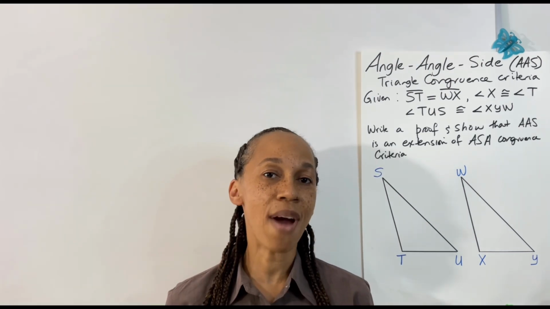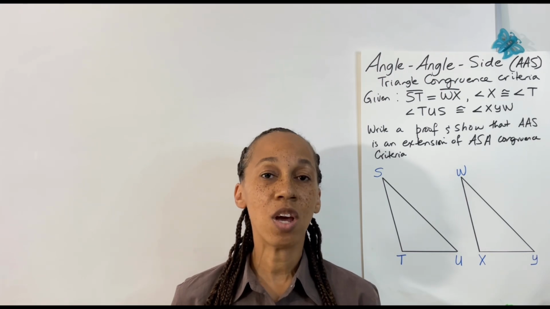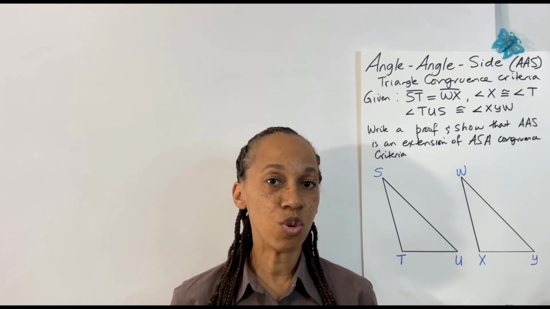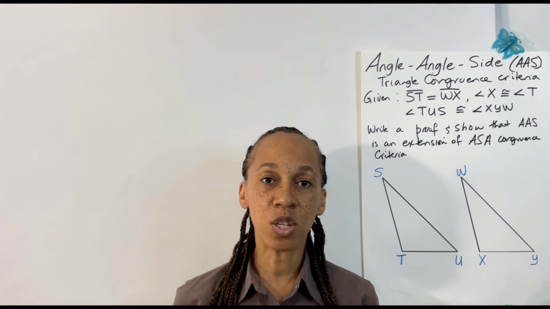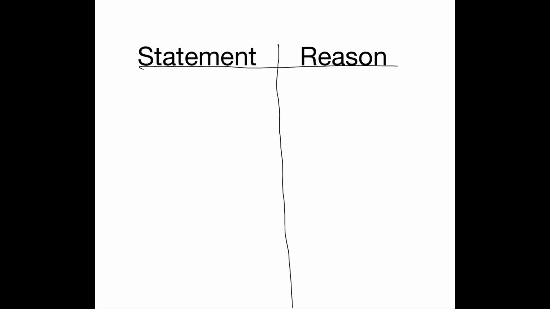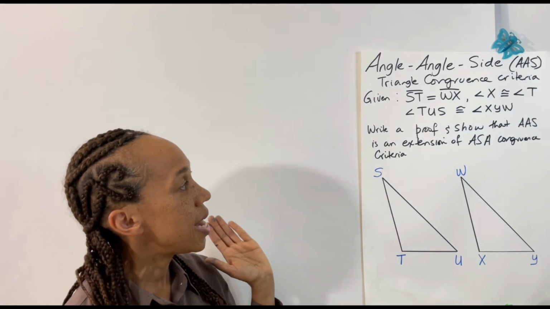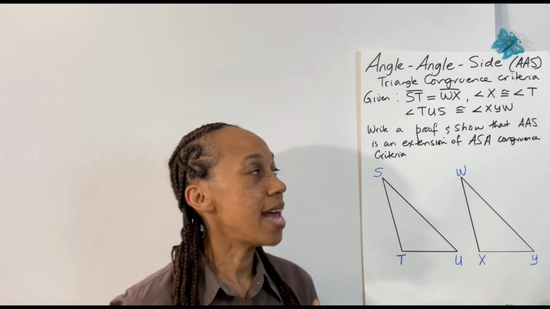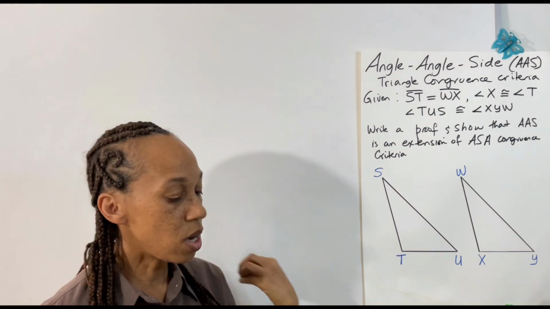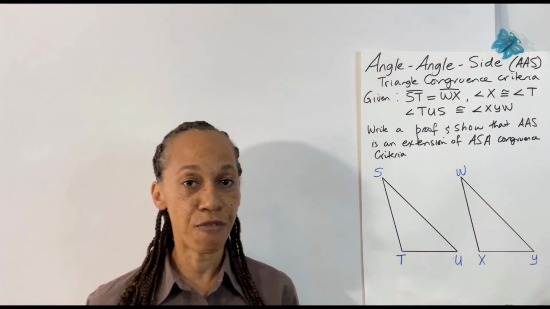In order to start writing a proof, you always have the given, and then they ask you to prove something. And in terms of writing it out, you have to have 2 columns. You have to have the statement and the reason column. So first and foremost, let's start with an example here of an AAS, and I'm going to show you what it looks like and how you can write a proof based on the given information here.